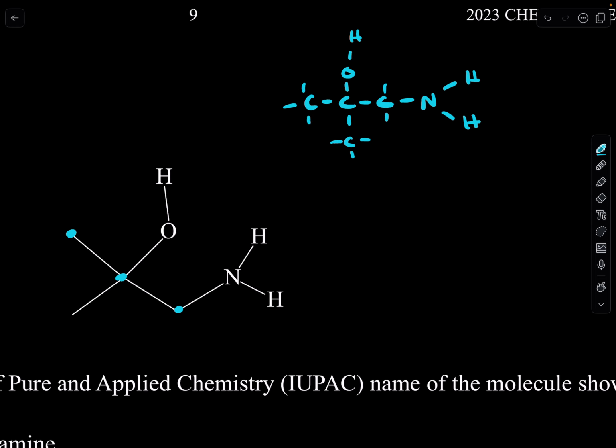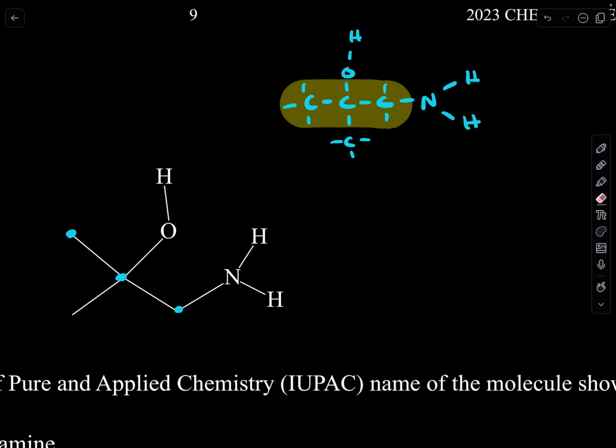Beautiful. Now, what is the longest chain? Well, it's this one here. It's 3 C's, basically. So it's like a propyl group, so propane. Beautiful, so it has to be a propane.